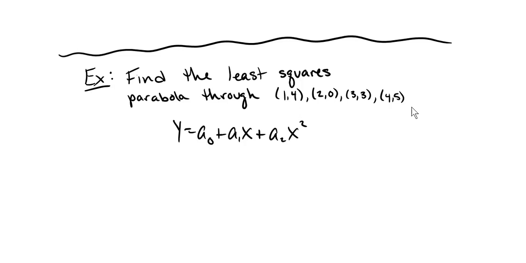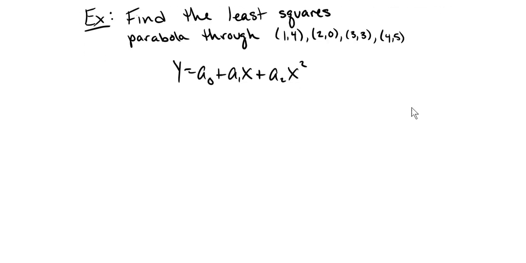So according to what we saw up above, all we need to do is plug our data into this form of our parabola. We want the a0, a1, and a2 to make the parabola that comes closest to hitting all four of these points. So using the first data point, we plug in y is 4 and x is 1.